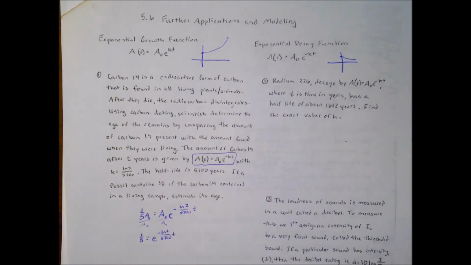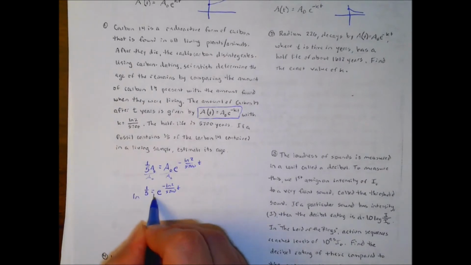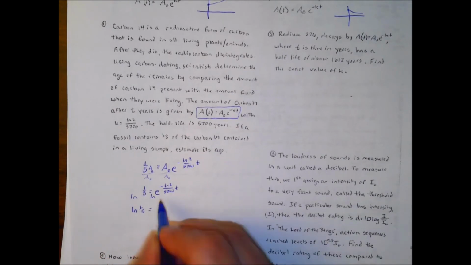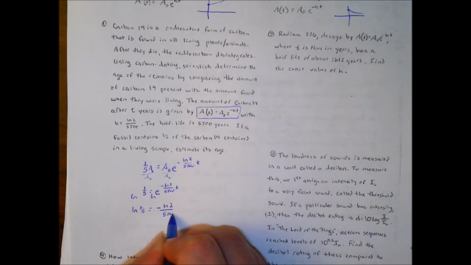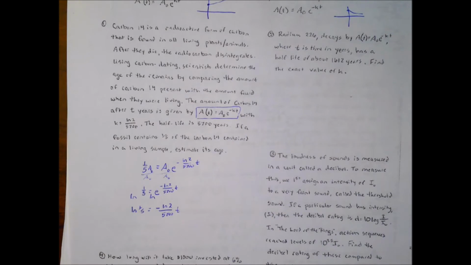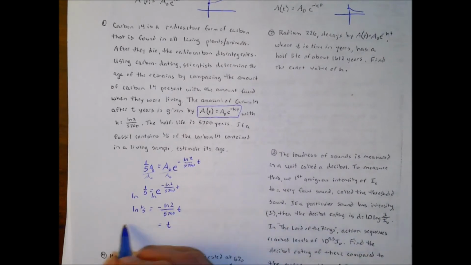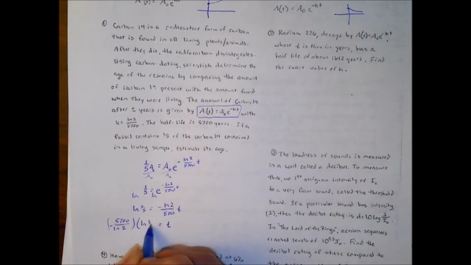The way that we solve these e problems is we take the natural log of both sides. On this side I have the natural log of 1/5. And over here the e and the natural log cancel out, so I just have negative natural log of 2 over 5,700 years times t. And then to get t by itself, I have to move this to the other side. So I'm going to multiply by the inverse of it, so it'd be this over this times natural log of 1/5.